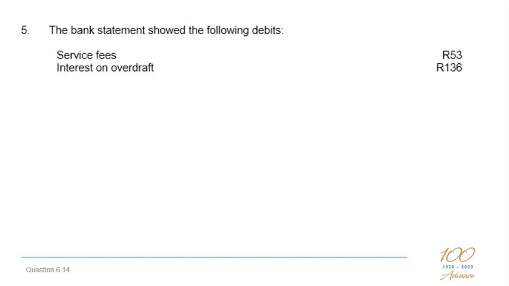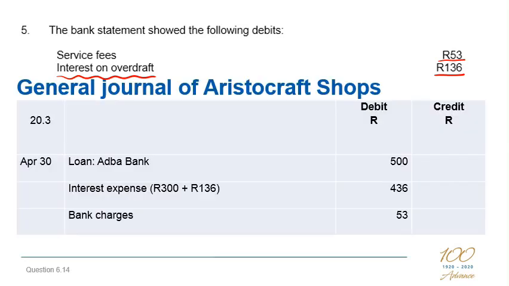The bank statement showed the following debits. We've got service fees of 53 Rand and we've got interest on the overdraft of 136. So the bank knows about it, we don't. Where do we fix? We go to the general journal again. So bank charges of 53 Rand on the debit side, and then the 136 interest expense, I just added that to my other interest expense.